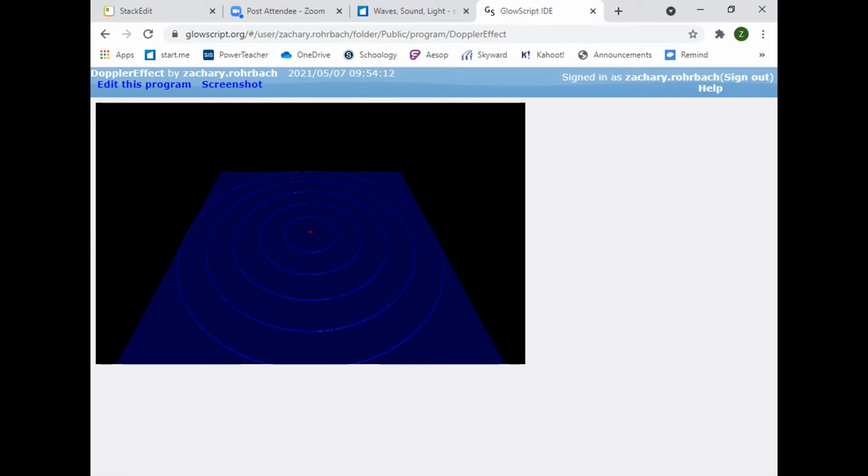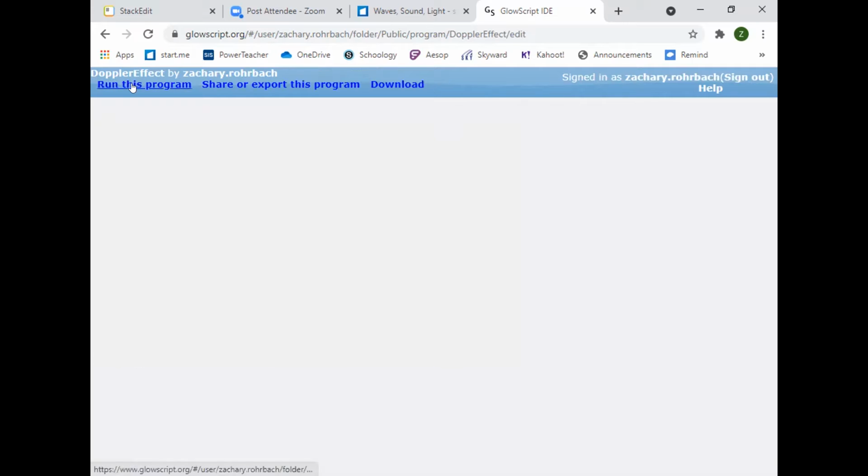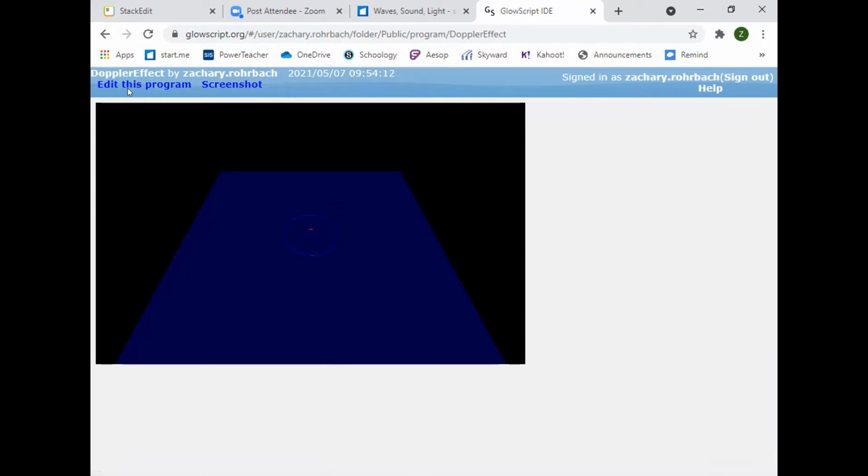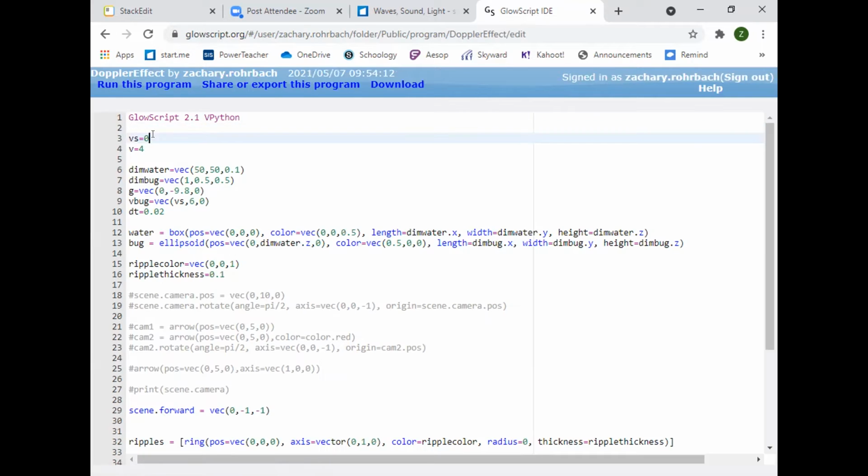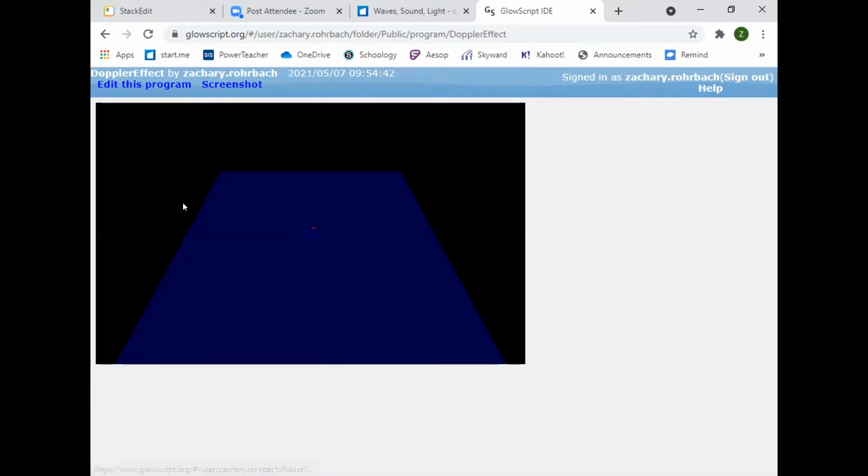So you've got a bug here. I'll run it again. Right, you got a bug here just jumping on the water. You see the ripples are coming out. They're coming out at some certain frequency, right? But if instead I make this bug go forward at 2 meters per second, you can see that as that bug jumps, the waves in front of the bug end up closer together. The waves behind the bug end up farther apart. That's what's happening, right?